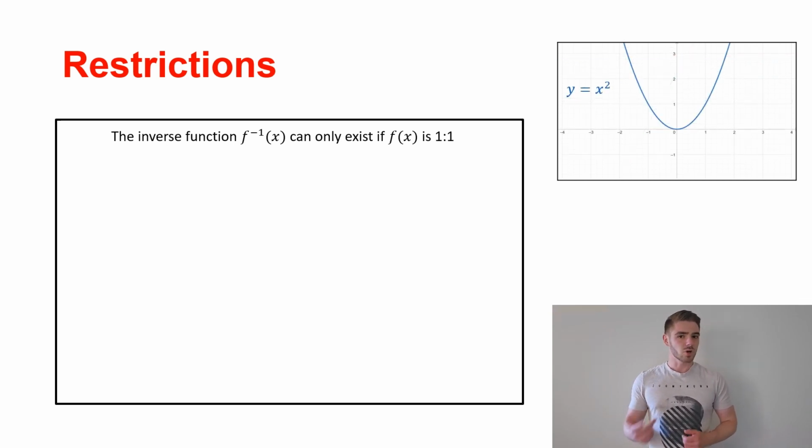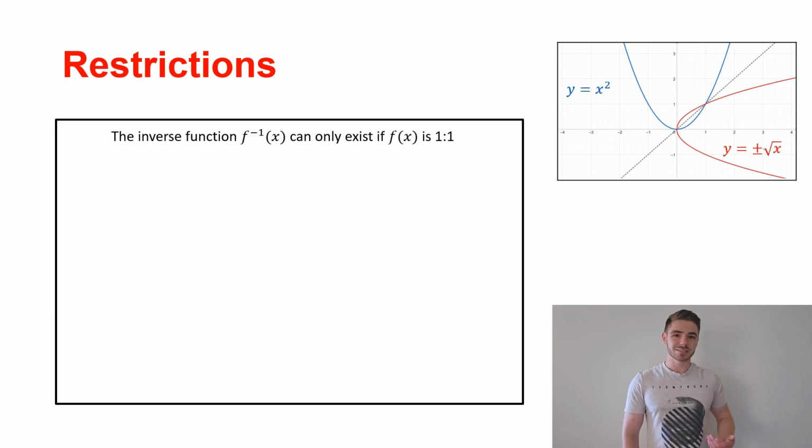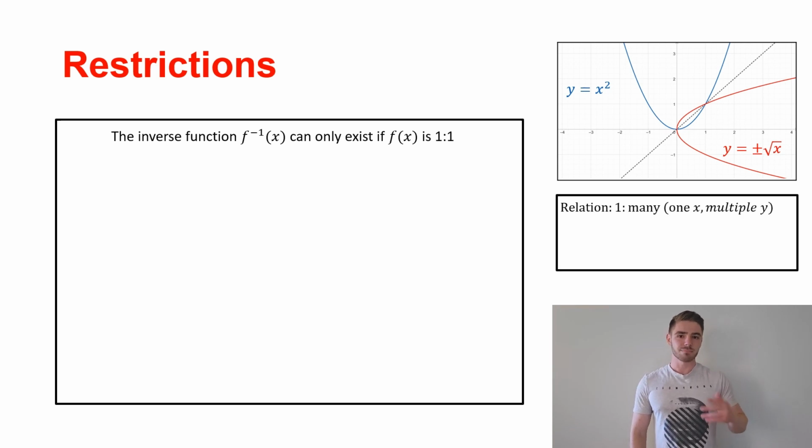A quadratic is not a one-to-one function. It fails the horizontal line test. If you were to reflect a quadratic in the line y equals x, then the result would be considered a relation, not a function. A relation is an expression that has multiple y values for the same x value.